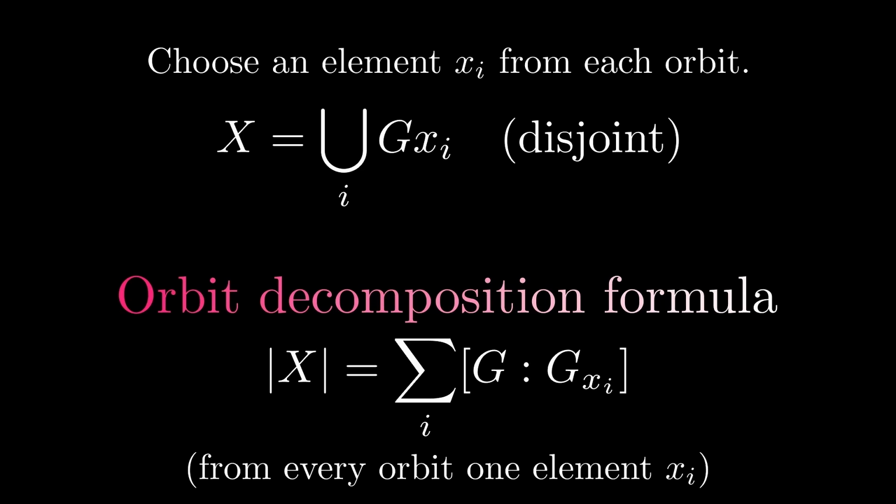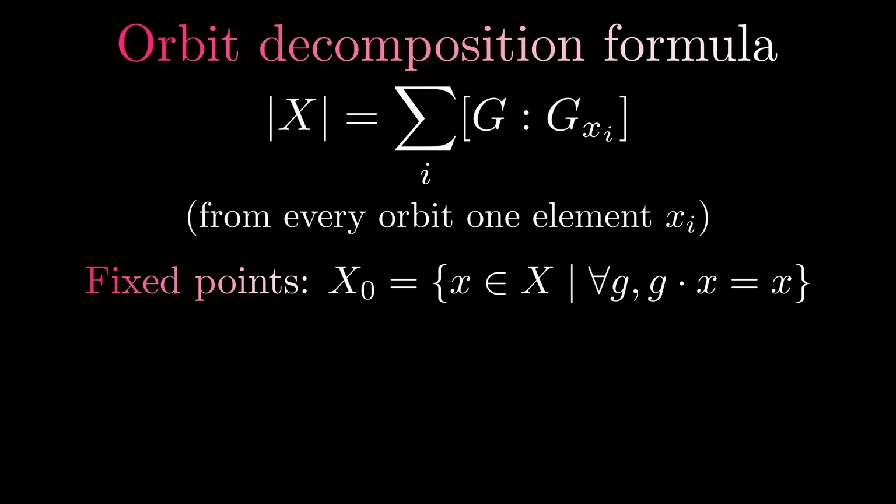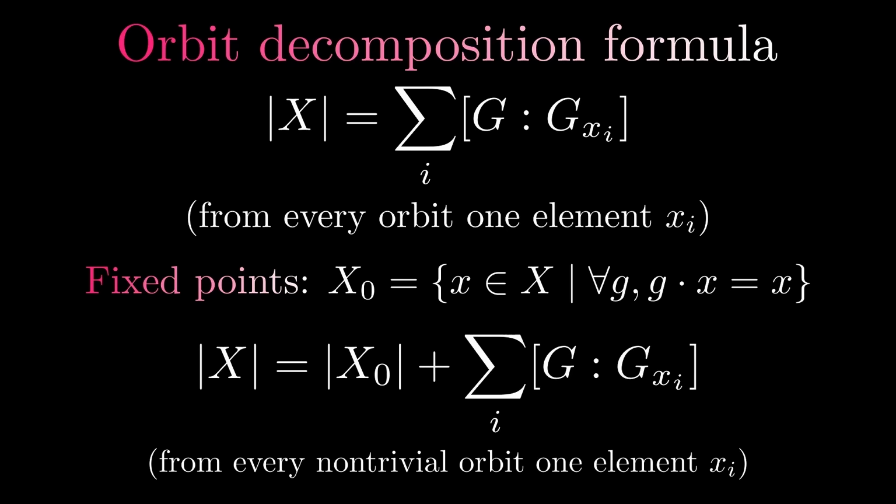A special role is played by the elements of X which are fixed by every group element. The stabilizer of these elements is the entire group, and the orbit is just that element. So we can collect all the terms in the sum corresponding to fixed elements to obtain this useful formula.